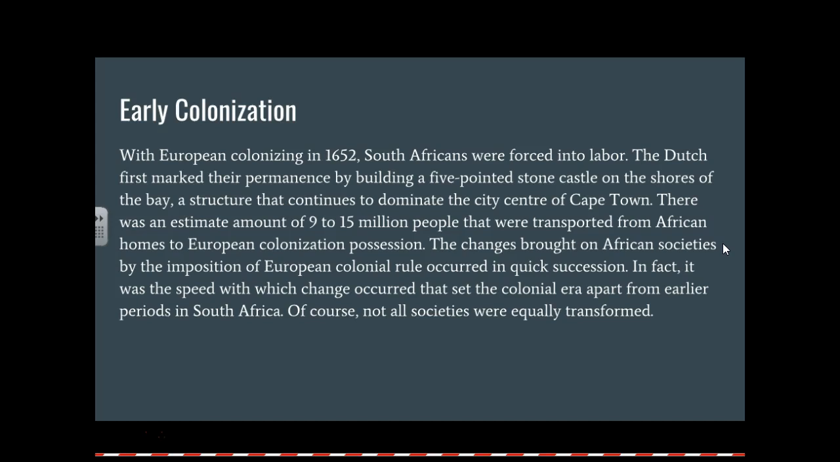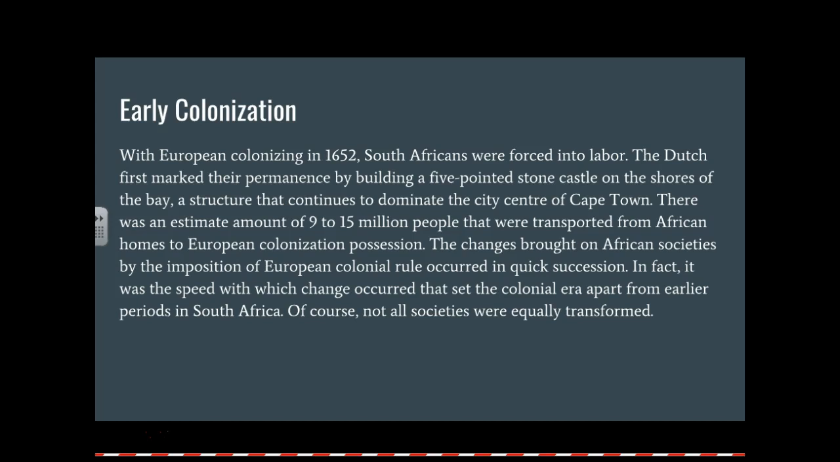With European colonization in 1652, South Africans were forced into labor. The Dutch first marked their permanence by building a 5-pointed stone castle on the shores of the bay, a structure that continues to dominate the center of Cape Town. There was an estimate of around 9 to 15 million people that were transferred from African homes to European colonial possession, and the changes brought on African societies by the imposition of European colonial rule occurred in quick succession. In fact, it was the speed with which change occurred that set the colonial era apart from earlier periods.